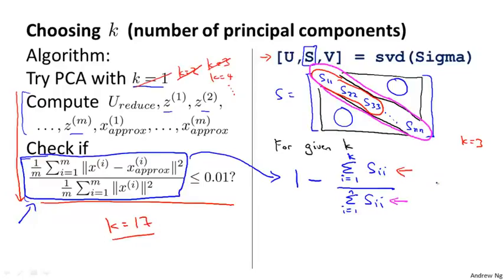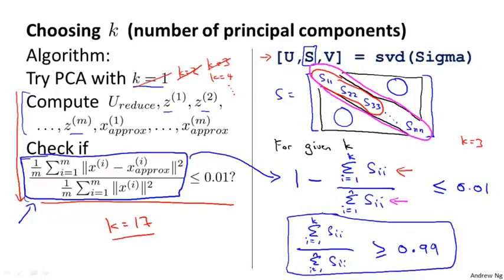So what we can do is test if this is less than or equal to 0.01, or equivalently, test if the sum from i equals 1 through k of Sii divided by the sum from i equals 1 through n of Sii is greater than or equal to 0.99, if you want to make sure that 99% of the variance is retained. You can slowly increase k, set k equals 1, k equals 2, k equals 3, and so on, and test this quantity to see the smallest value of k that ensures that 99% of the variance is retained.